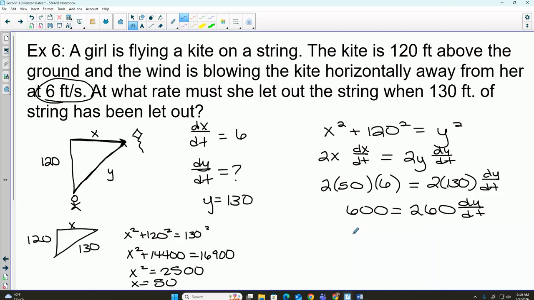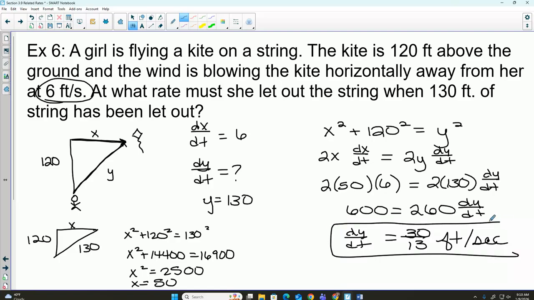So if we divide, we get 30 over 13, or you could give me a decimal. But y was a distance, so that was feet per time, and this problem was in seconds. So 30 over 13 feet per second. Is that one okay?